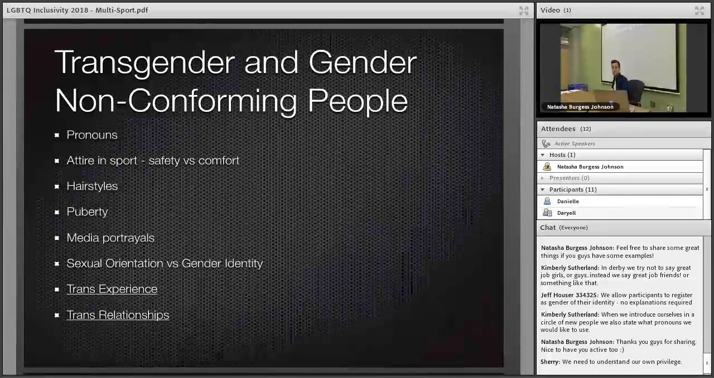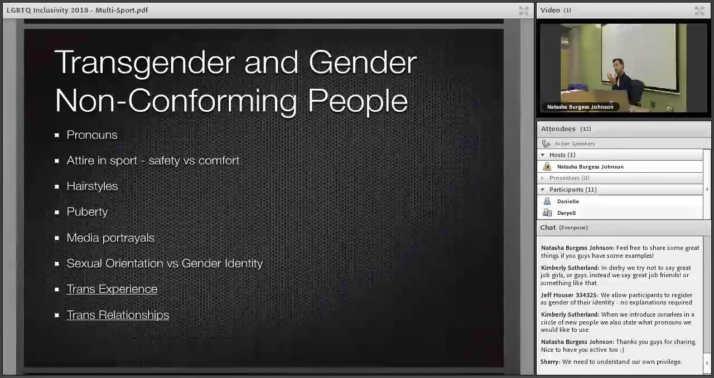And then sexual orientation versus gender identity. This one can be pretty confusing, I think, for some people. So gender identity is, am I male? Am I female? Am I neither? This idea of being transgender. And then sexual orientation is, who do you like? Do I like women? Do I like men? Do I like both? Do I like neither? Do I like everything in between?